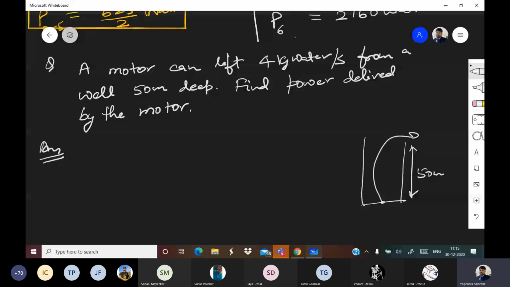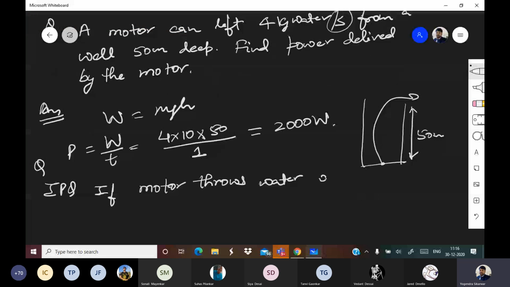If the motor throws water with speed of 20 meters per second, find power delivered by the motor.